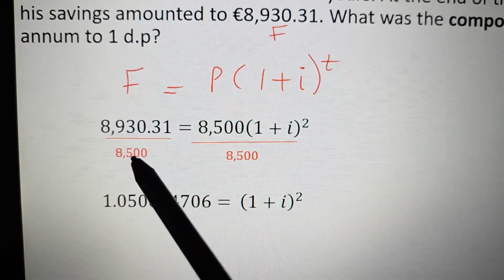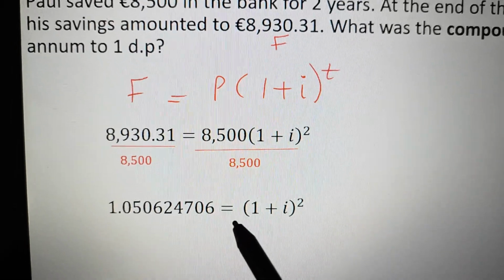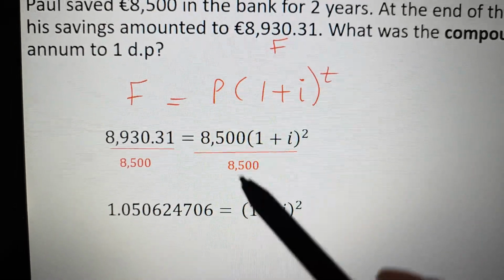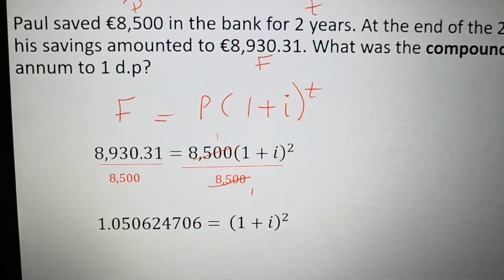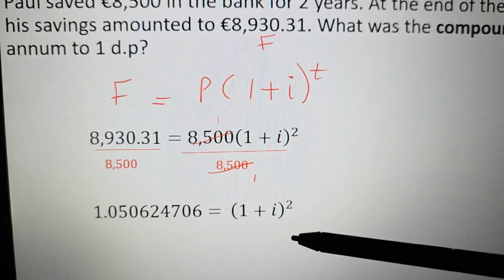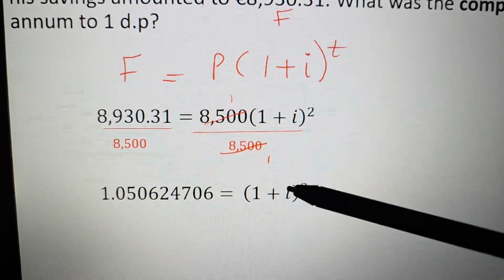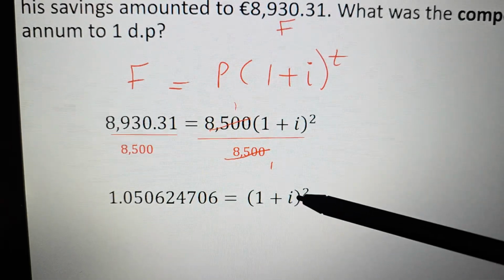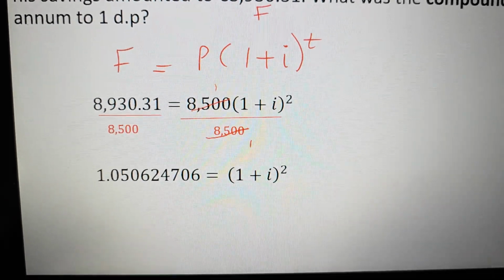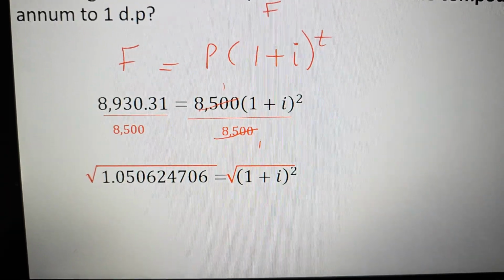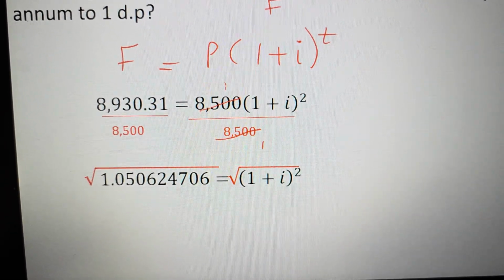8,930.31 divided by 8,500 on the calculator will give you back this decimal. So that is now equal to the bracket squared. So remember, the two of those, they divide into each other once, so they're gone. So you're just left with 1 times the bracket, which is the bracket squared. Okay, I want to get I on its own. I is trapped in the bracket. The bracket is squared, so I need to undo a square. The opposite action of squaring something is to square root something. And what you do to one side, you have to do to the other side. So we square root both sides of our equation.